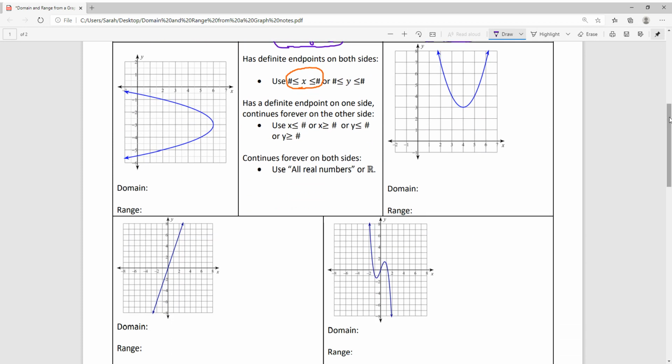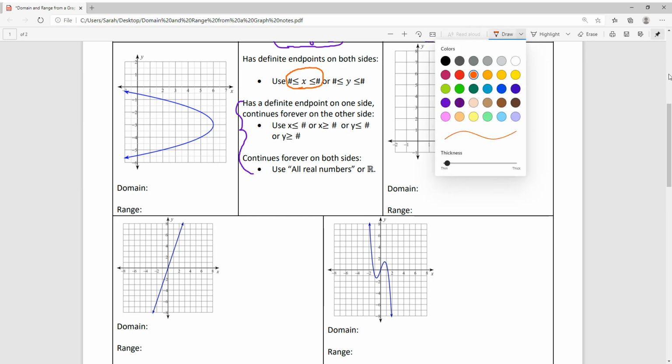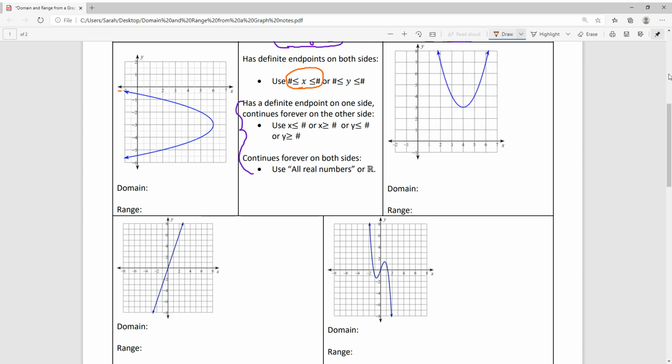These are called parabolas here. This is what happens when you graph a quadratic. Let's start with this parabola right here. We are going to be using a combination of these two ideas here. So let's start with x values. X values is left and right. It goes on forever and ever pointing this way. So it continues to the left forever.